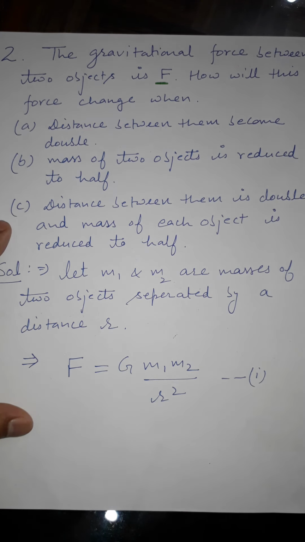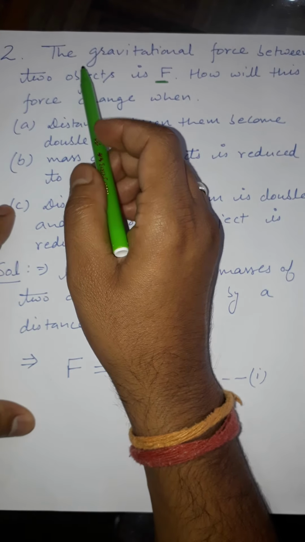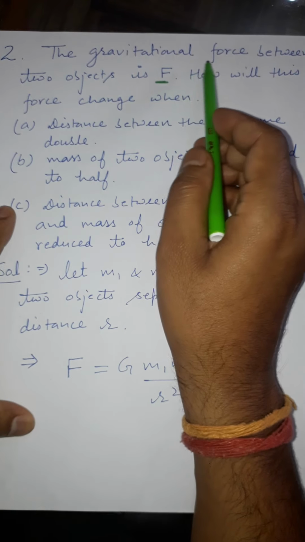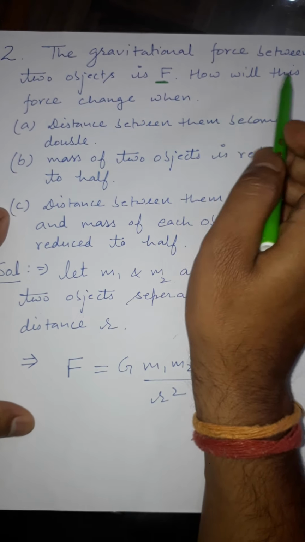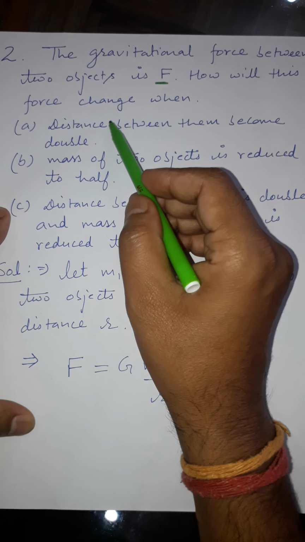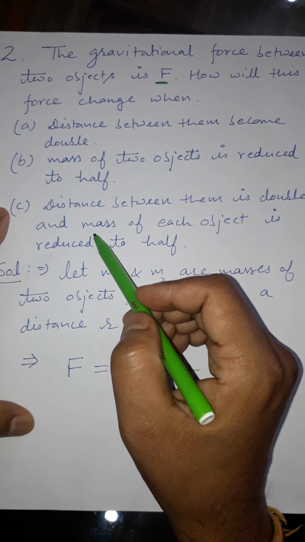Now let us solve another numerical related to gravitational force of attraction. In the numerical we have gravitational force between two objects is F. How will this force change when we have three different conditions?